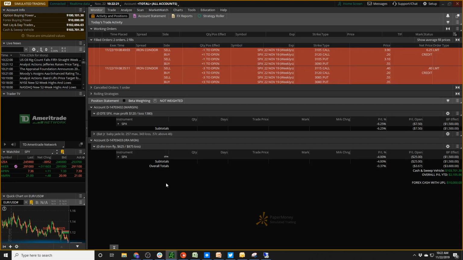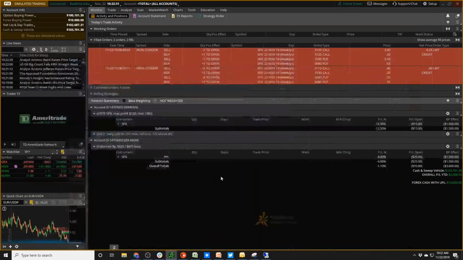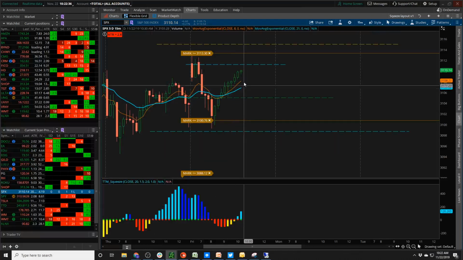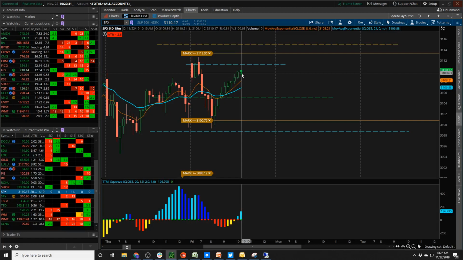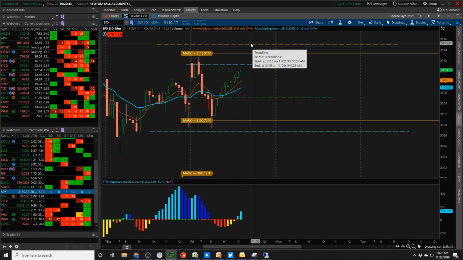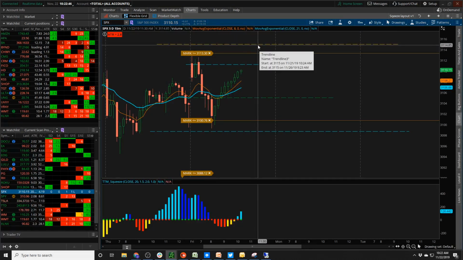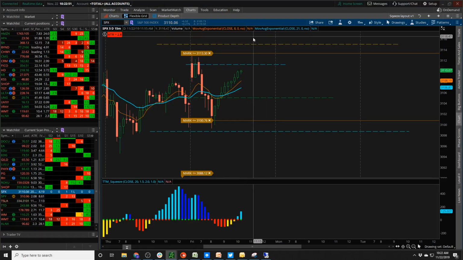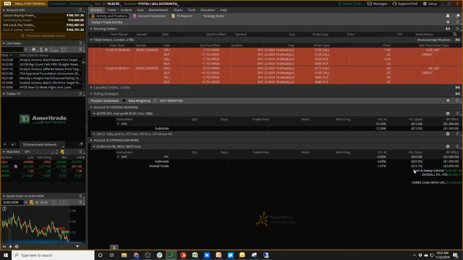On the other hand, our Iron Fly is now negative, and it's still negative because we're getting closer to the break-even point. So that's going to be more negative than the Iron Condor. While the market is going up against our downward skewed Iron Condor, we're still quite a ways away from that being tested. So that shows you kind of where we're at.